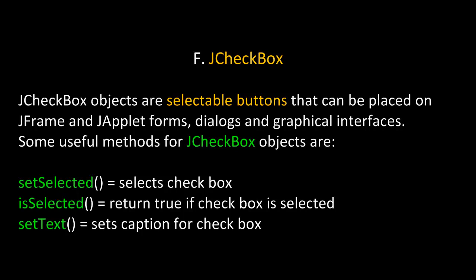In addition to JRadioButtons and JButtons, a third type of button is a JCheckBox. JCheckBox objects are selectable buttons that can be placed on JFrame and JApplet forms, dialogs, and graphical interfaces. Some useful methods for JCheckBox objects are setSelected, which selects the checkbox, isSelected, which returns true if the checkbox is selected, and setText, which sets the caption for the checkbox.